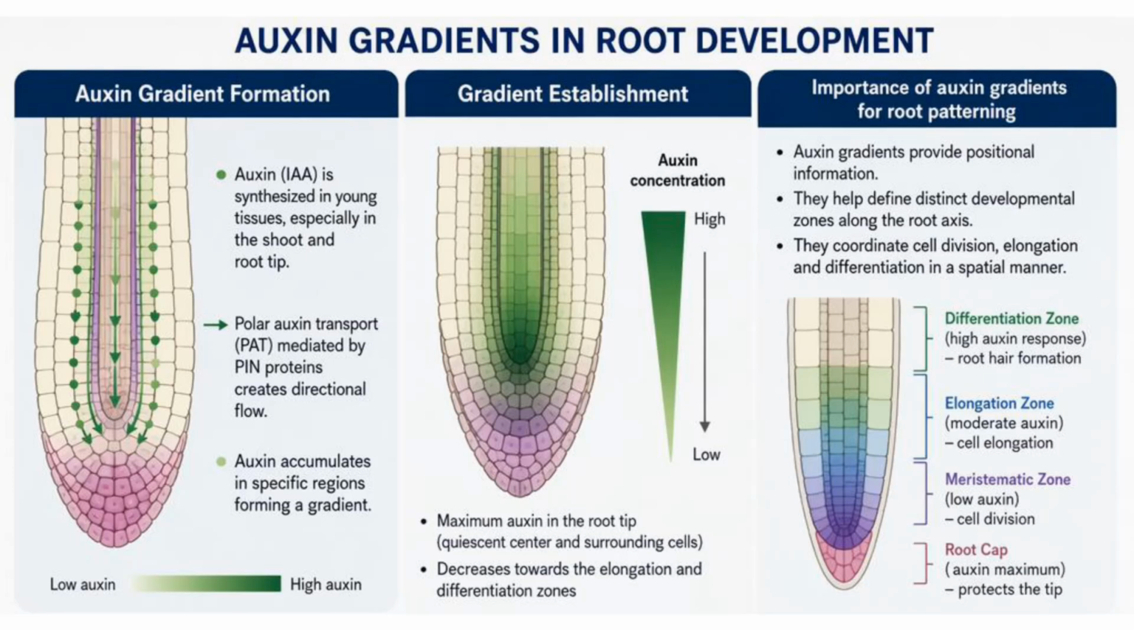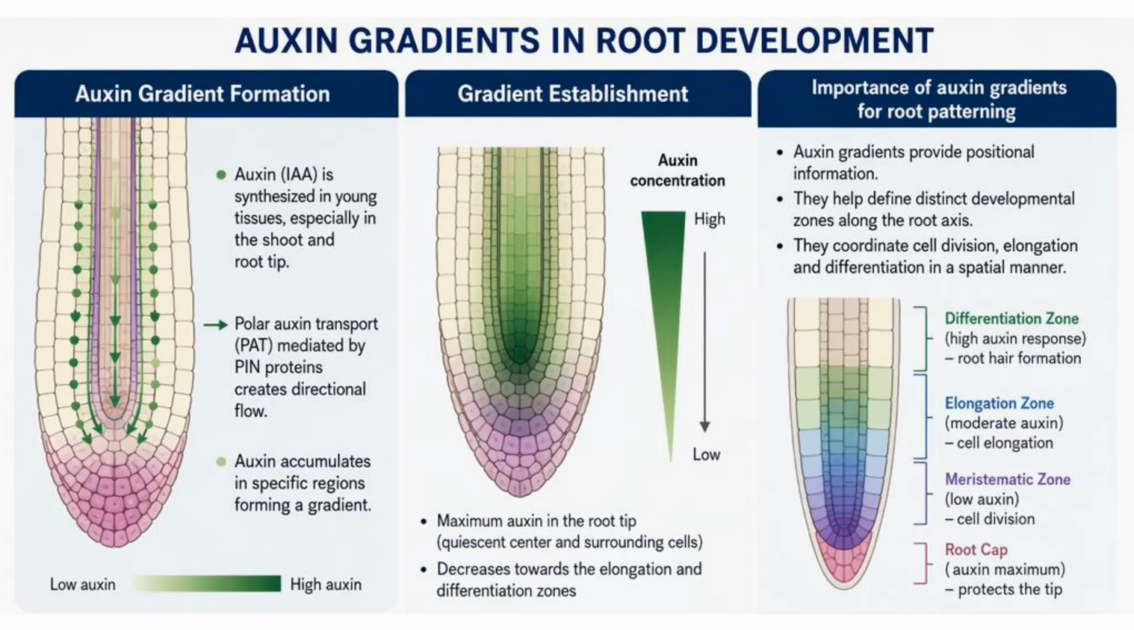The root cap at the very tip has the auxin maximum. These cells are protected by the cap and are critical for gravity sensing. The meristematic zone has low auxin. This might seem counterintuitive, but low auxin here actually promotes cell division. The cells are small and actively dividing. The elongation zone has moderate auxin. At these intermediate concentrations, auxin promotes cell elongation. Cells stretch dramatically in length here, which is what drives the physical growth of the root downward.